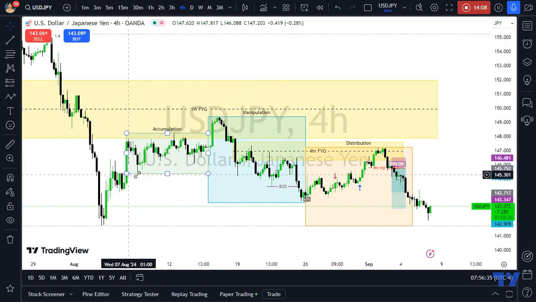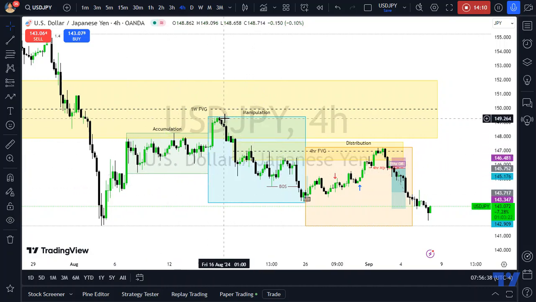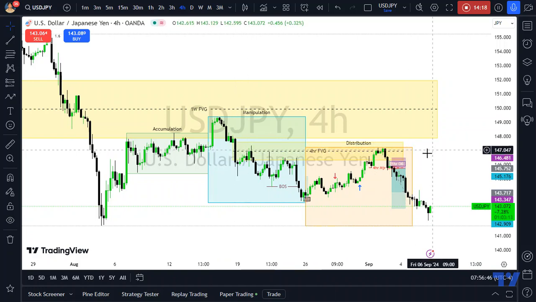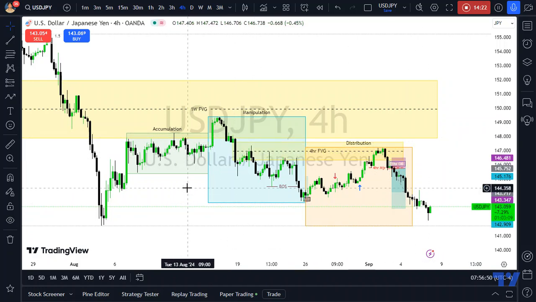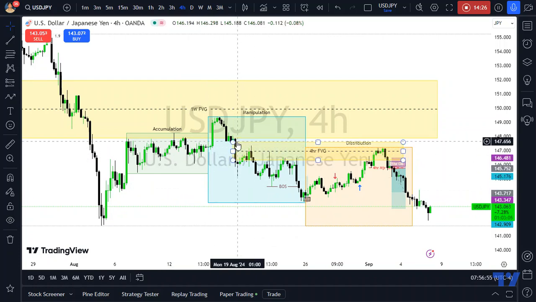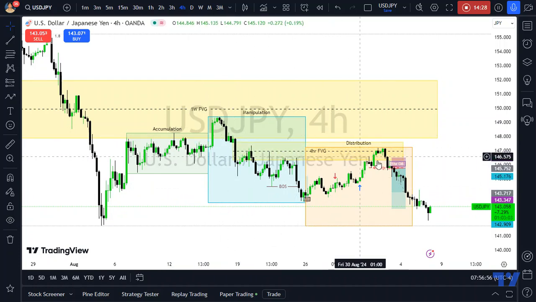So as you can see, we have displaced lower, we have the price manipulating lower, and we have price leaving behind these inefficiencies, one up there and one down here. So when I saw this, I didn't have a limit order right here. I wanted to wait for extra evidence, and I'm going to share with you what extra evidence looks like.